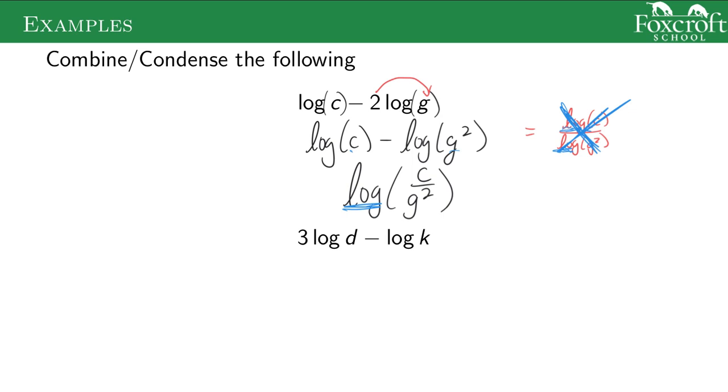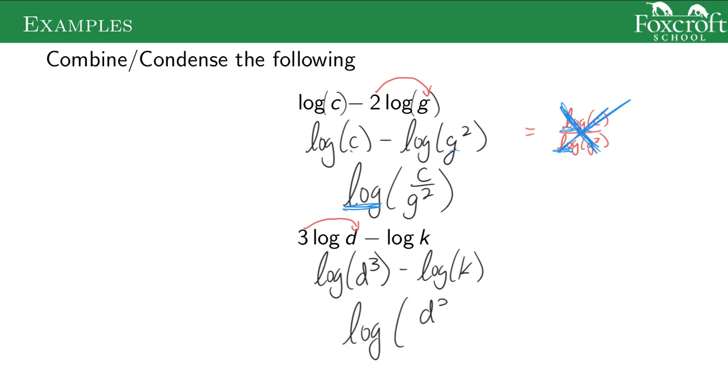All right, last one that I'll do, this 3 is going to come in. You get log of d cubed minus log of k. And there's no number in front of k, so I don't have to do anything with that yet. And there's a subtraction sign, so I divide. The first one divided by the second one. So that's our final answer.